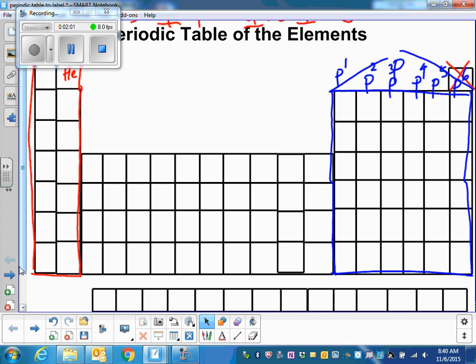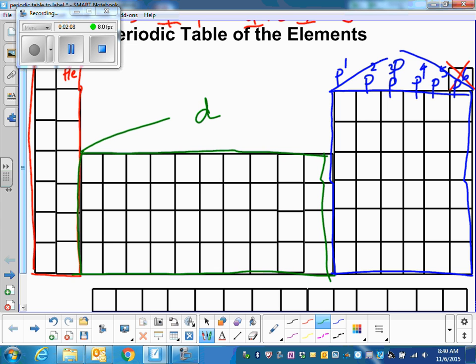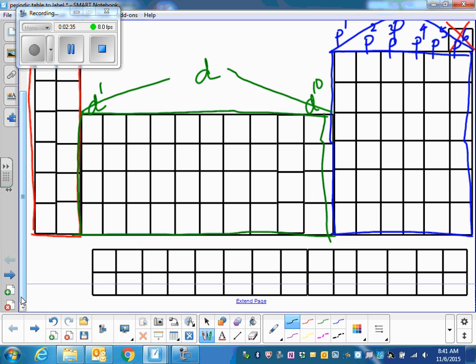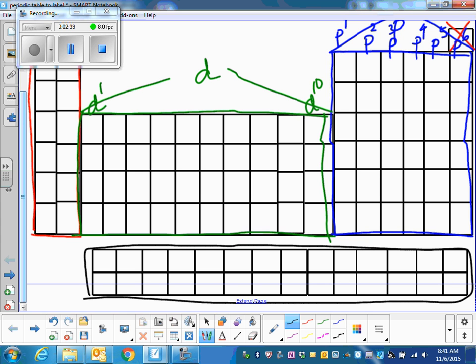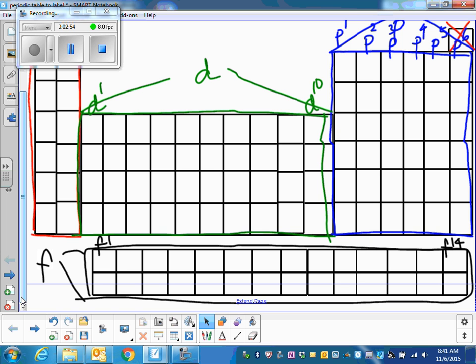What is the next block? The D block. So this in between block is called the D block. And if you start numbering D from 1 onwards, you will find that it goes from D1 to D10. D1, D2, D3, D4, D5, D6, D7, D8, D9, and D10. Everybody good? All right. And the last block is your F block, correct? This is your F block. I'm going to write it on the side and call it the F block. And F block will run from F1 to F14.